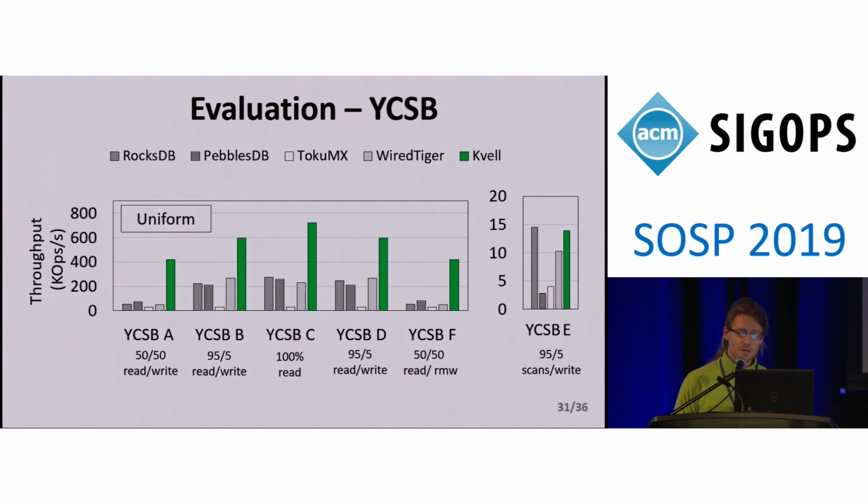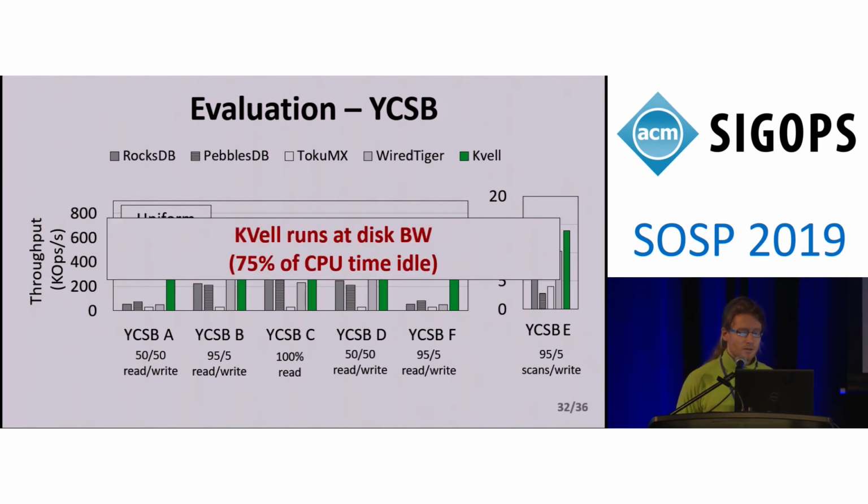That might actually sound surprising because we do much more work for scans. For us, scans mean we jump randomly in the database, while for RocksDB, it's just one sequential read. And despite us doing way more random work, we are on average as fast as RocksDB. I will also point out that Gvel runs at disk bandwidth, and actually 75% of CPU time is idle time for us. So as disks become faster, the difference between Gvel and its competitors will actually increase.